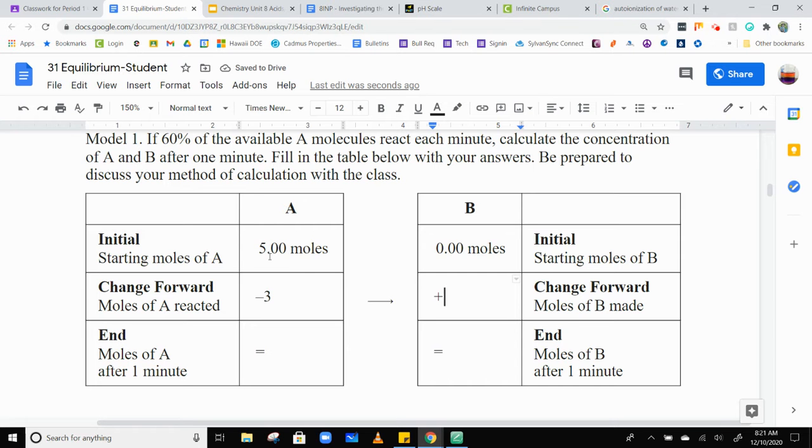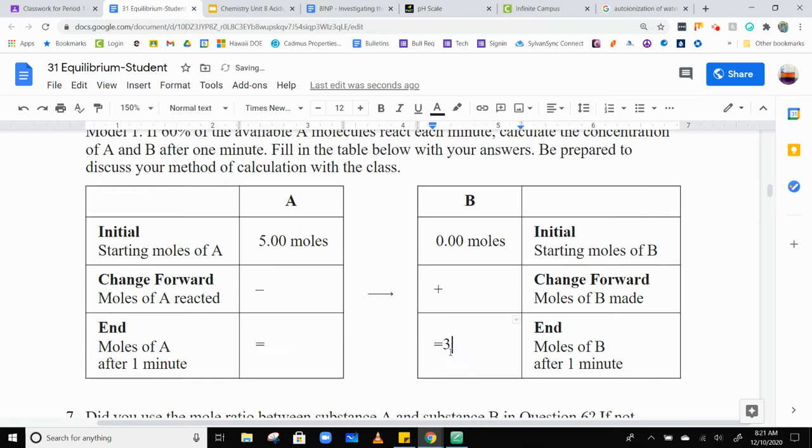So minus 3. It's not necessarily that 3 moles will go to B every minute. It's that 60% will go to B. So in the first minute, 3 moles will go, and then 3 will become B, so you'll get 3 and 2. Okay. So 60%, 0.6 times 5 is 3. So 3 is going to move from A to B. It's just a 1-to-1 ratio here. All of these are 1-to-1 ratios, so you don't have to worry about that.